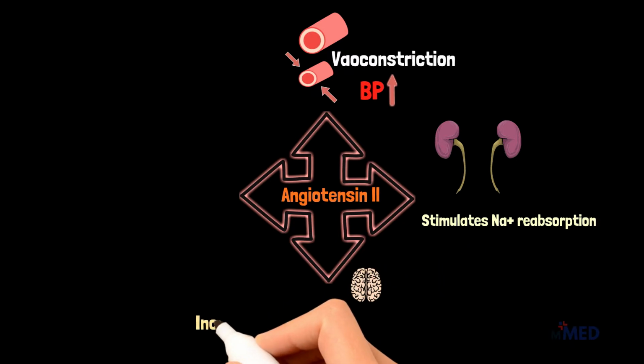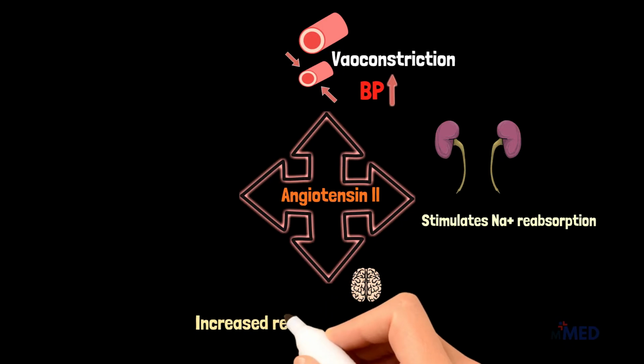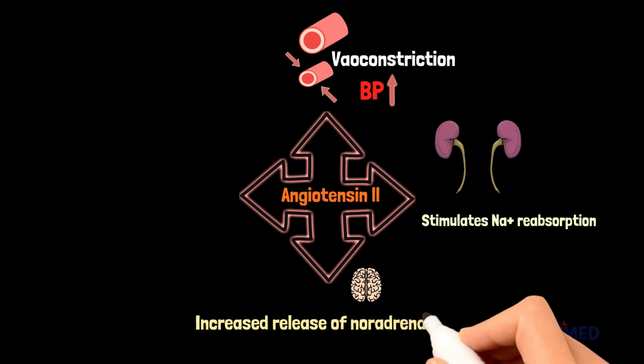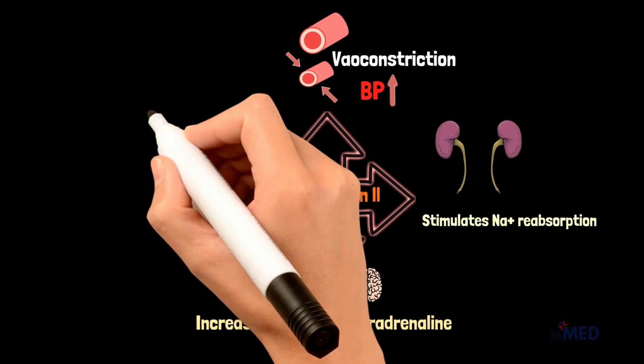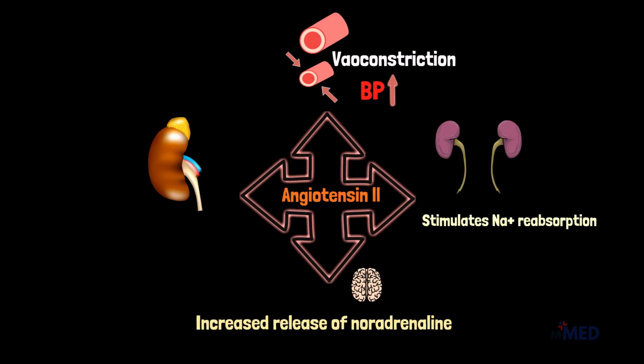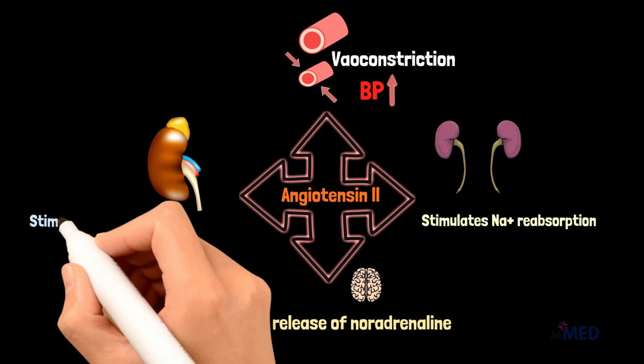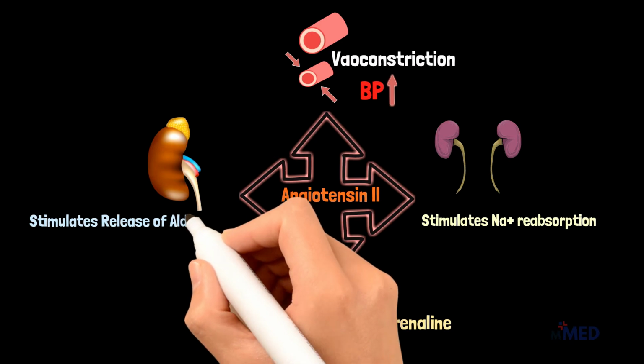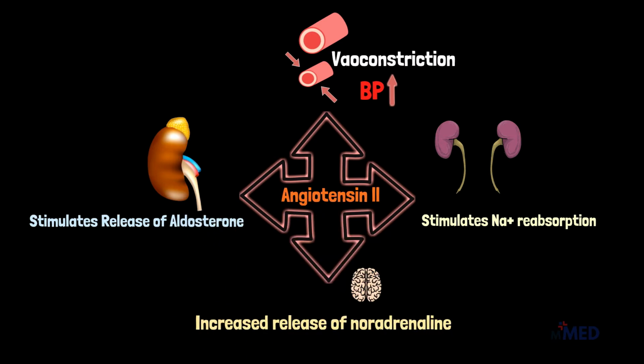It stimulates the sympathetic nervous system to increase the release of noradrenaline. This hormone is typically associated with the fight or flight response in stressful situations and has a variety of actions that are relevant to the RAAS. It also acts on the adrenal cortex to stimulate the release of aldosterone. As a result, increased levels of aldosterone causes reduced levels of potassium in the blood.